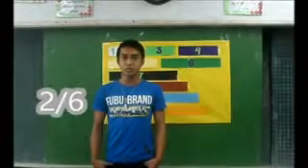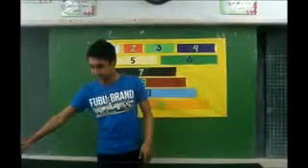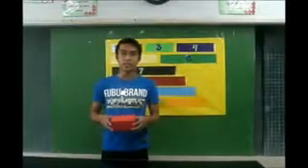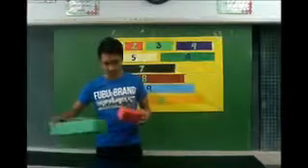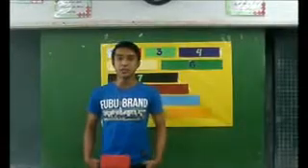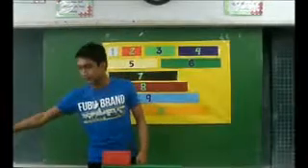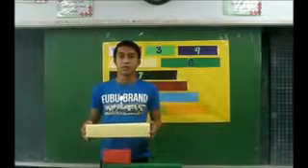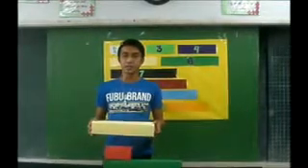For example, we would like to subtract 2/6 from 5/6. For the first fraction, the numerator 2 is represented by the red rod, and the denominator 6 is represented by the dark green rod. And in the other fraction, the numerator 5 is represented by the yellow rod, and the denominator 6 is represented by the dark green rod.